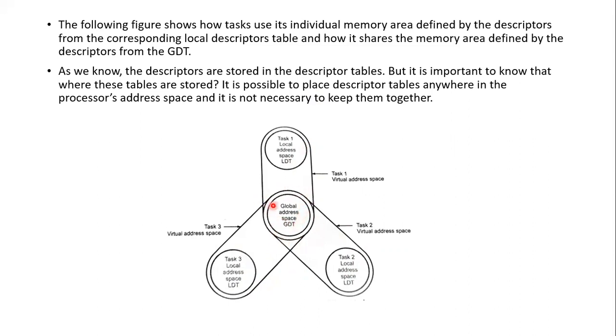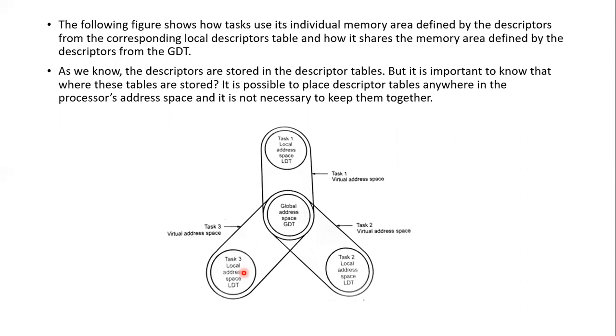This is the global space. Any program can refer to this space. But this is an LDT, local descriptor. This is an LDT local descriptor. Again, this is an LDT local descriptor. So what does this tell you? This diagram tells you that the descriptors stored in the descriptor tables are related to their particular memory area. Okay, fine.